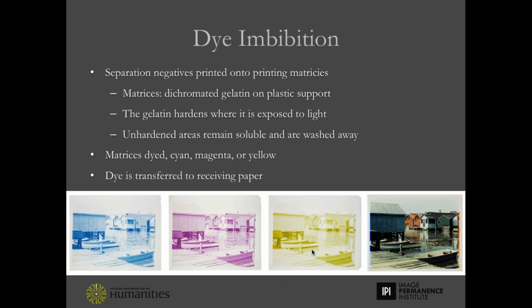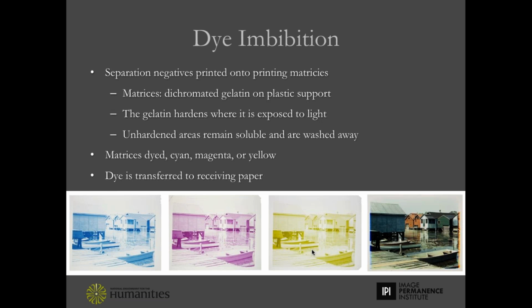The next assembly process is dye imbibition. This process uses the remarkable ability of gelatin to absorb and desorb liquid dye. So we start with our 3 separation negatives, and these were used to make printing matrices. These matrices consist of gelatin sensitized with dichromate on a clear plastic support. The gelatin hardened where it was exposed to light, and the unexposed areas of gelatin are washed away, producing a clear, positive image as this sort of low relief of gelatin.